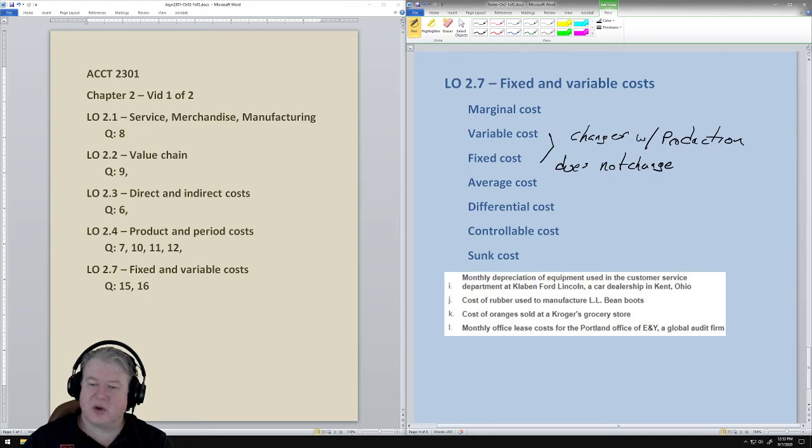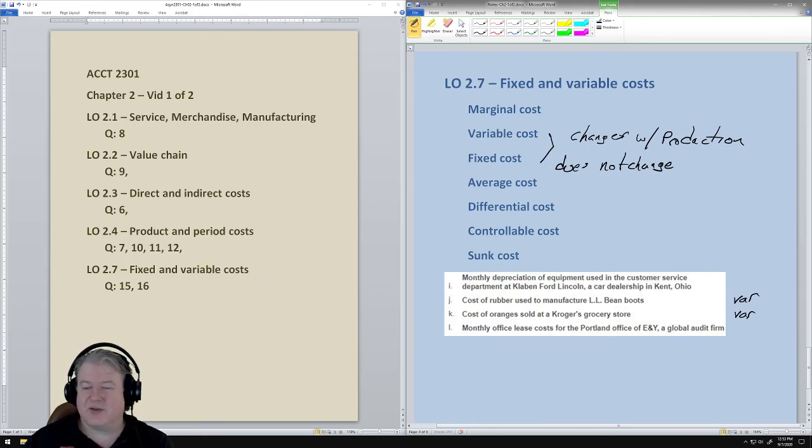Monthly depreciation of equipment used in customer service. Well, so these are kind of examples of fixed and variable costs. Cost of rubber used to manufacture LL Bean boots. Well, the more boots you make, the more rubber you're going to use. Cost of oranges sold at Kroger's grocery store. Well, here's a merchandising environment. Well, the more sales, the more oranges you sell, the more oranges you have to buy. So that's a variable.